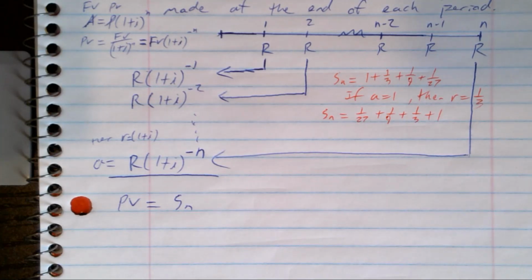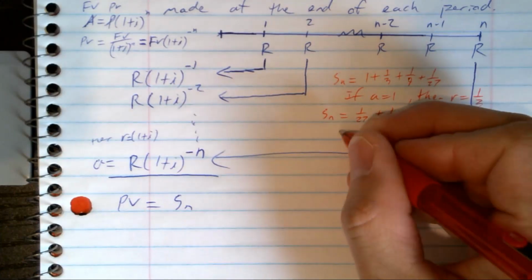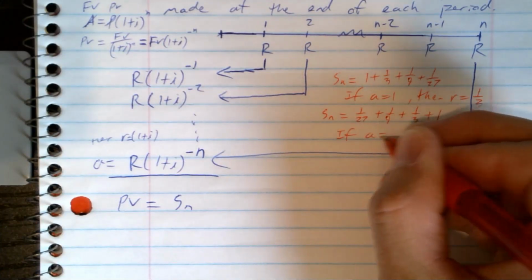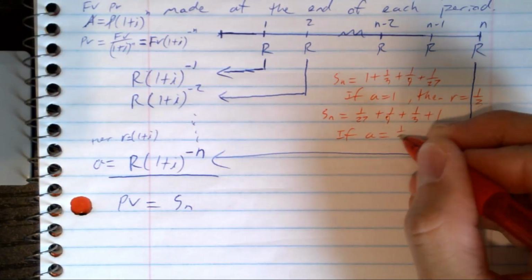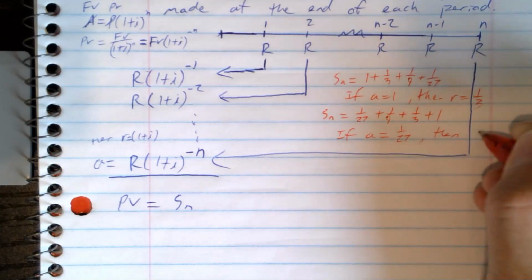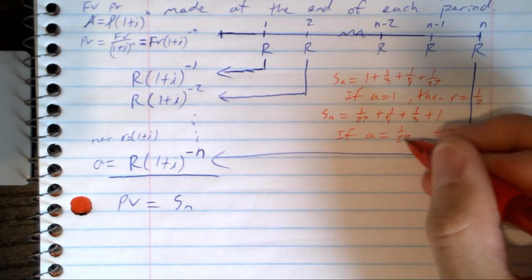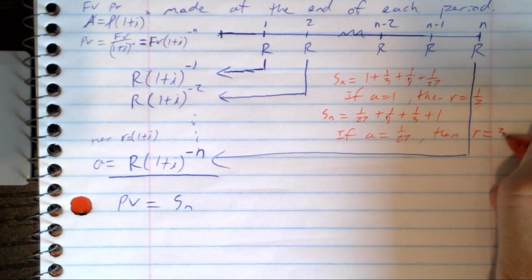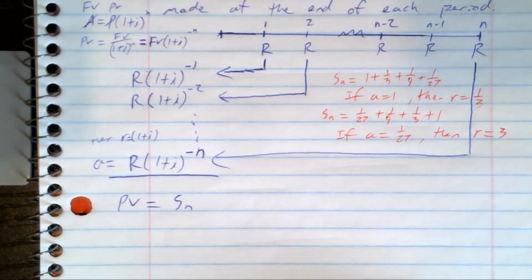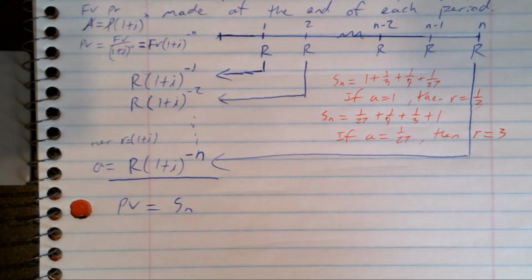If we just change the order around, we're in charge of what we want the first term to be. If we make our first term 1/27, then it makes my first term a little bit more complicated, but it makes my common ratio a lot simpler. Now my common ratio is 3. We just kind of like growing sequences better than decreasing sequences.